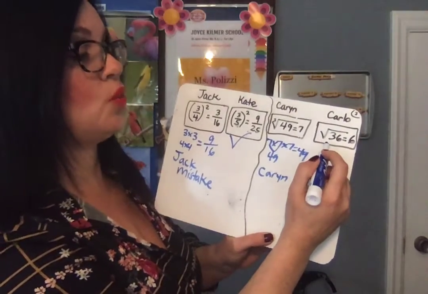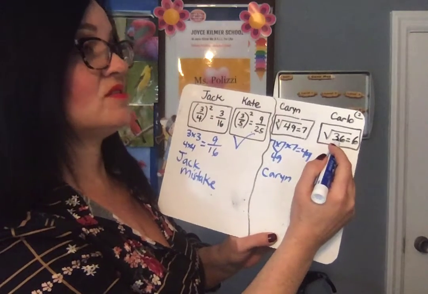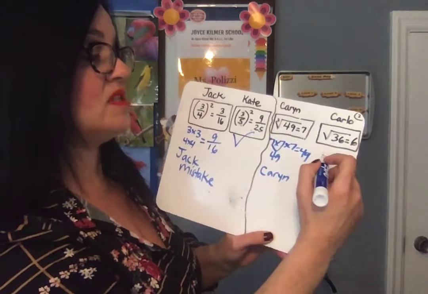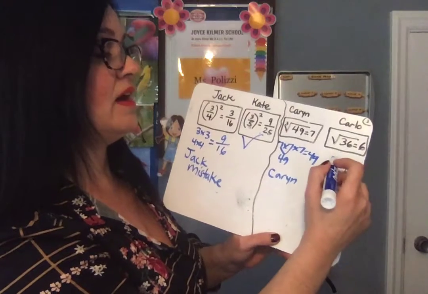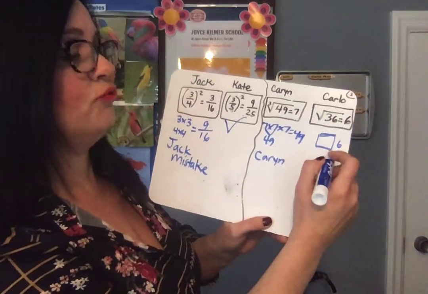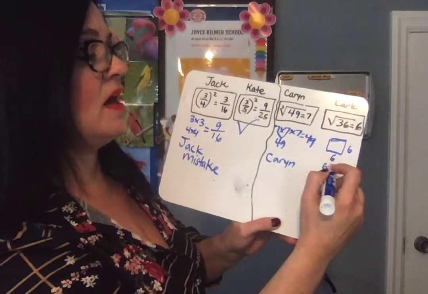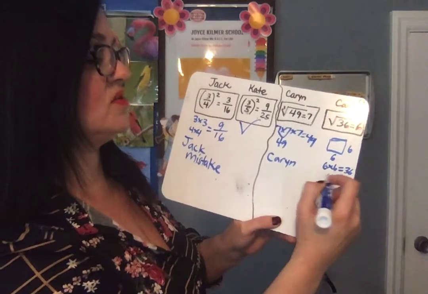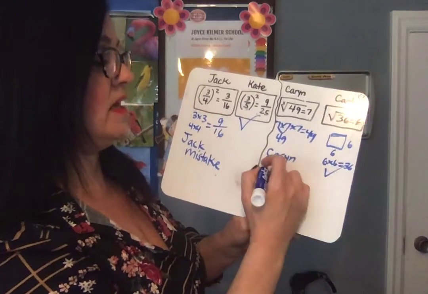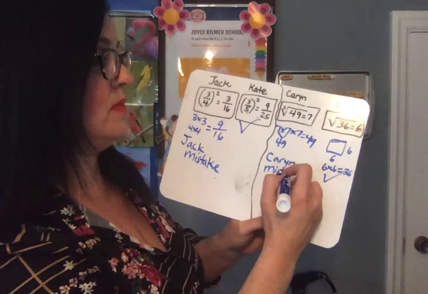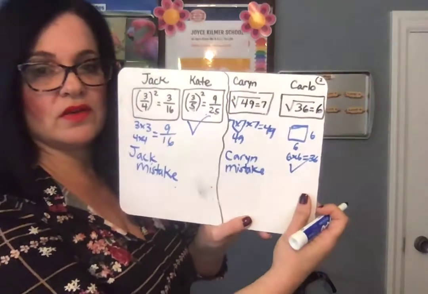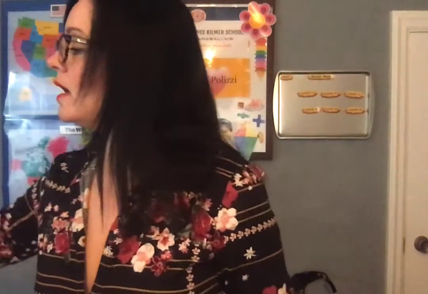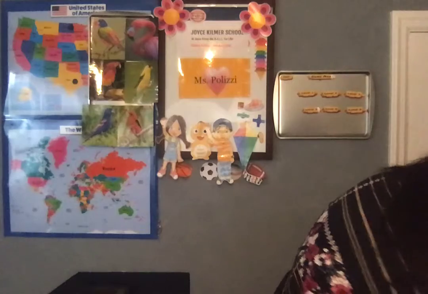Carlos said the square root of 36 equals 6. So that means if I had a square and I multiplied each root, 6 times 6, I would get 36. So Carlos is right and Karen is the one that made the mistake here, okay? All right, so the next page, I think we're okay there.